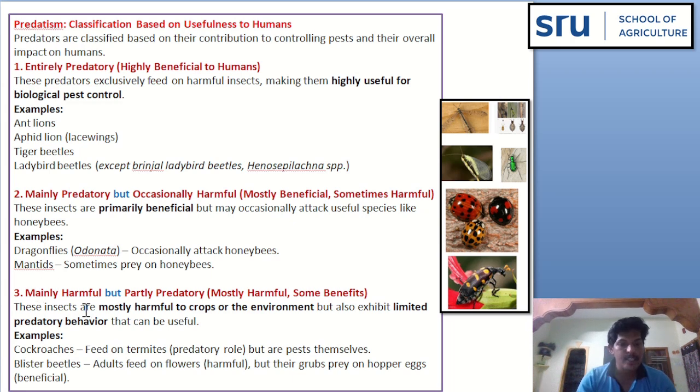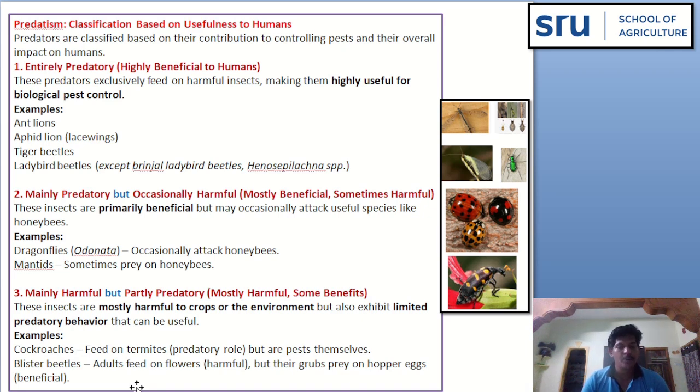Next category is mainly harmful but partly predatory. These are mostly harmful. Sometimes they benefit humans. For example, cockroach and blister beetle. So these are pests. For example, the blister beetle adults feed on flowers so they are harmful, but their grubs prey on grasshopper eggs and manage them. That is the beneficial role.